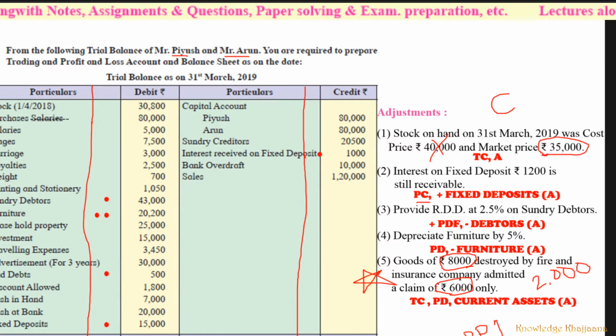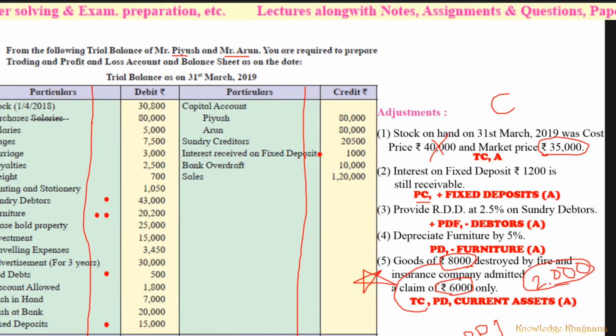So where will these three values be recorded? Listen properly. Goods were destroyed, so that much of goods we should record at the trading account credit side. Very simple. Goods which we lost, that much of amount must be recorded to the trading account credit side. So the first effect will come to the trading account credit side of rupees 8,000. Next, how much loss did we suffer? We suffered a loss of rupees 2,000. So 2,000 is our net loss, and we have to record the loss of rupees 2,000 to the profit and loss account debit side.